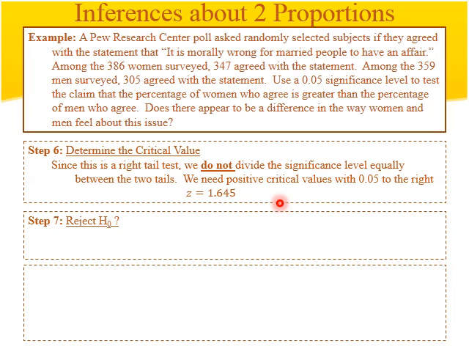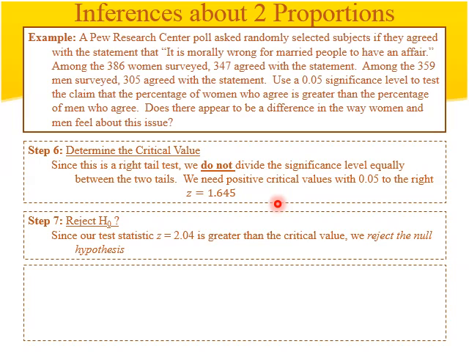So, if that's our critical value, do we reject the null hypothesis? Well, our test statistic was 2.04, and that is greater than the critical value. So since this is a right tail test, and our test statistic was greater than our critical value, we're going to reject the null hypothesis.